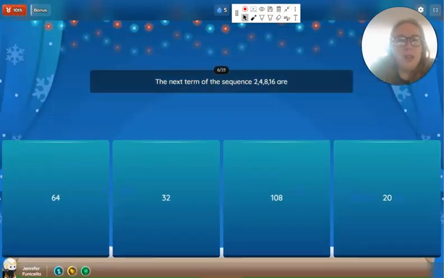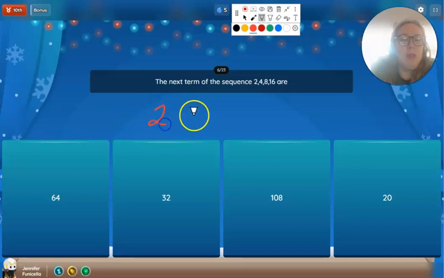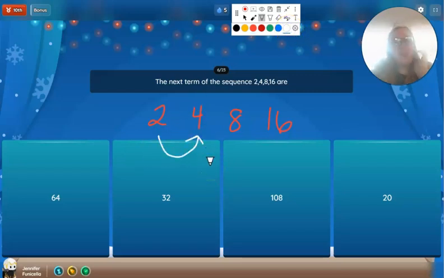Nice job, y'all. Question 6 says the next term of the sequence is what? So we're going from 2, 4, 8, 16. How are we getting there? They're getting bigger. That's a geometric sequence. We're multiplying. 2 times 2 is 4. 4 times 2 is 8.